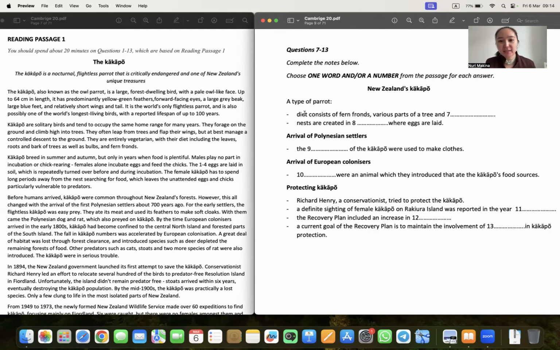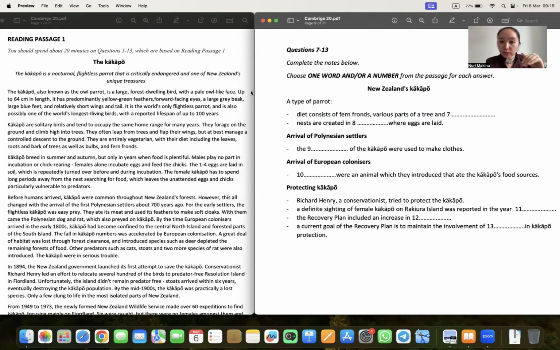A type of parrot: diet consists of fern fronds, various parts of a tree. Whenever you complete sentence completion tasks, try to underline keywords. Our keywords here are diet, fern fronds, and various parts of a tree. So tree, fern fronds, and diet, three keywords.